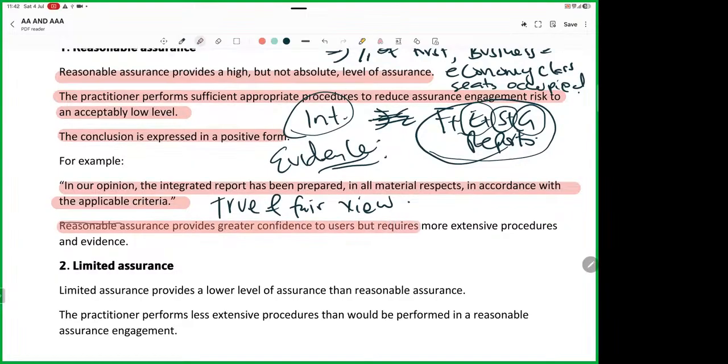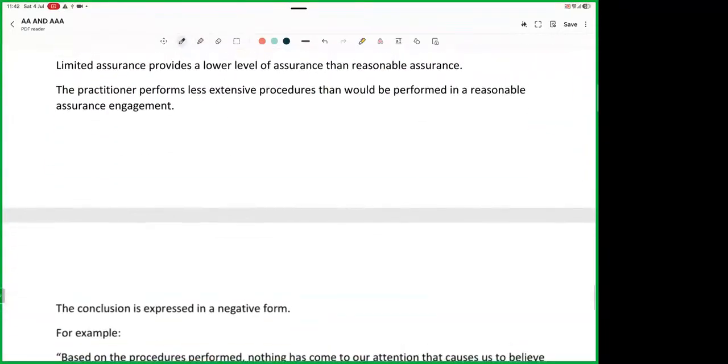greater confidence to users, but requires more extensive procedures than what here? Evidence. And for sure, whenever you're auditing ESG reports, you will be able to put in extensive procedures on the evidence that you gather. And remember, these extensive procedures, ladies and gentlemen, are the ones we normally call RAEOU.